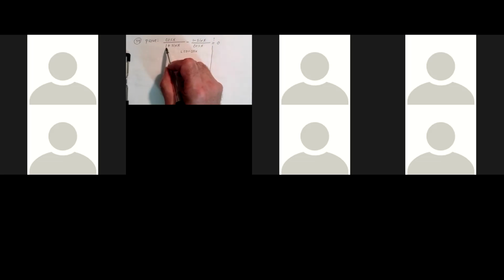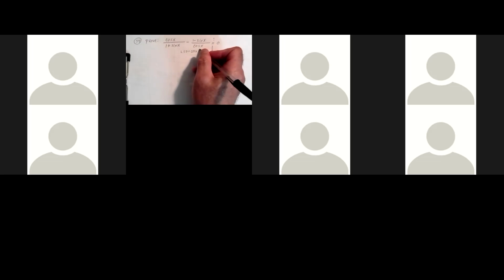What factors do I need such that it will be divisible by cosine x? We're going to need a what? Cosine x. What other factor do I need in my LCD so that it will be divisible by 1 plus sine x? We need a 1 plus sine x. So ladies and gentlemen, this would be your least common denominator of both these denominators, this entire expression.